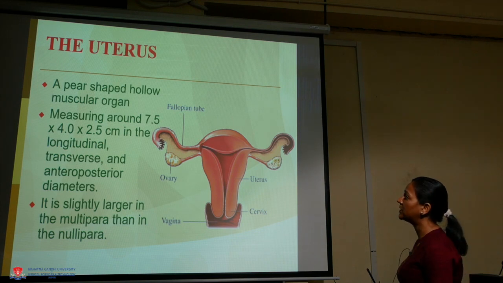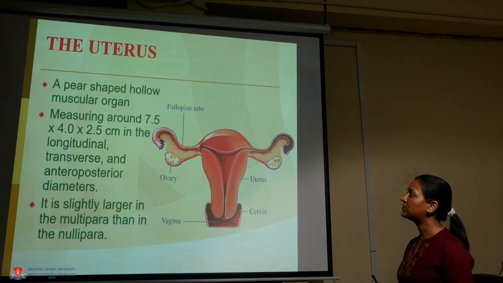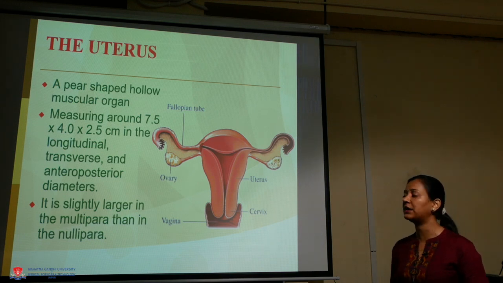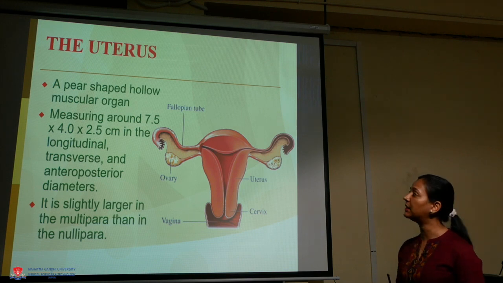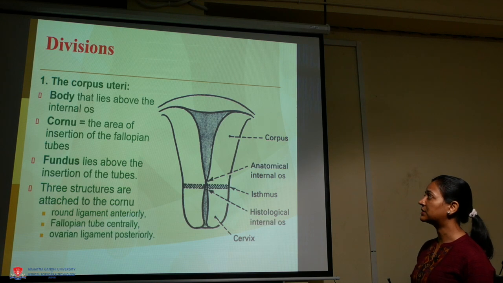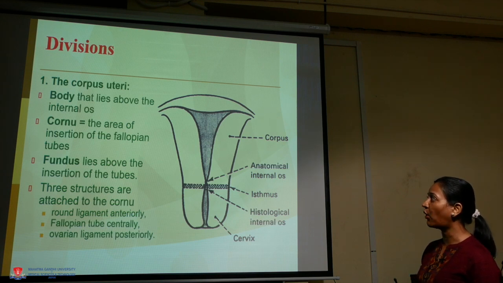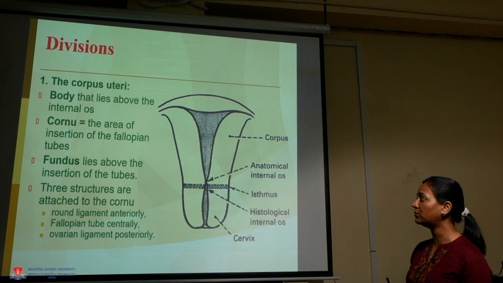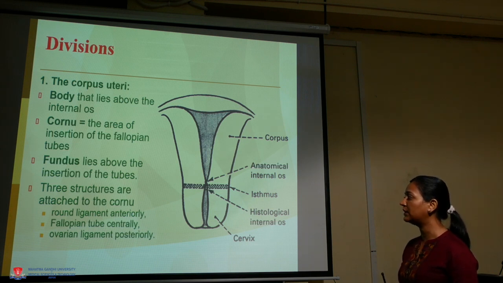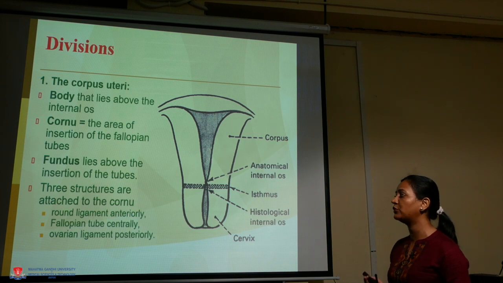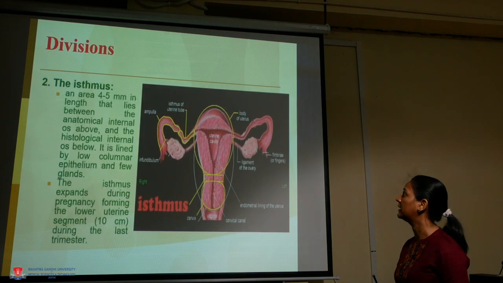The uterus is a pear-shaped hollow muscular organ measuring around 7.5 by 4 by 2.5 cm in the longitudinal, transverse and AP diameters respectively. It is slightly larger in the multipara than in the nullipara. Divisions: first is the corpus uteri, that is the body that lies above the internal os; cornu, the area of insertion of the fallopian tubes; and fundus, which lies above the insertion of the tubes. Attached to the cornu are the round ligament anteriorly, the fallopian tube centrally, and the ovarian ligament posteriorly.